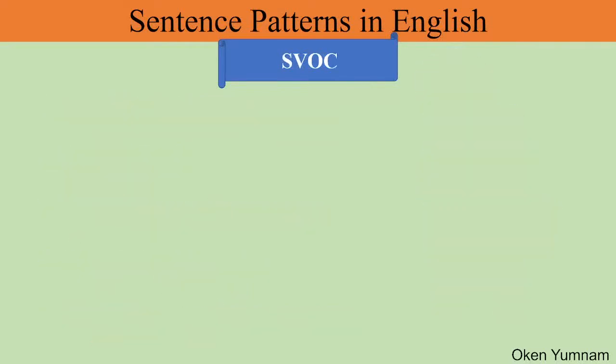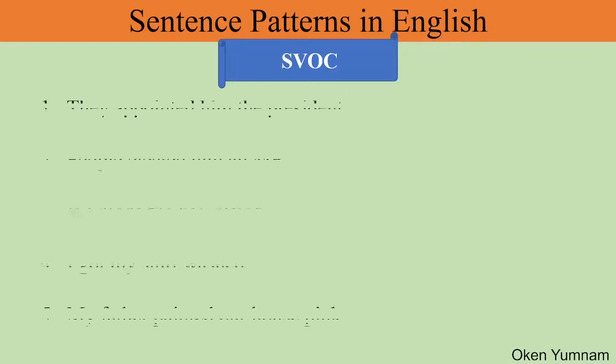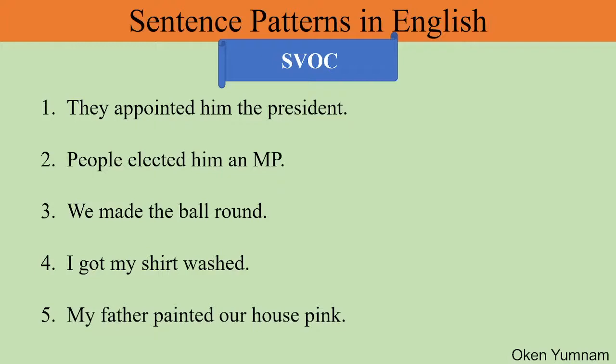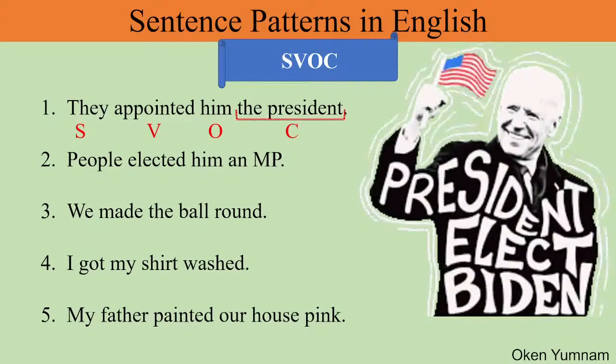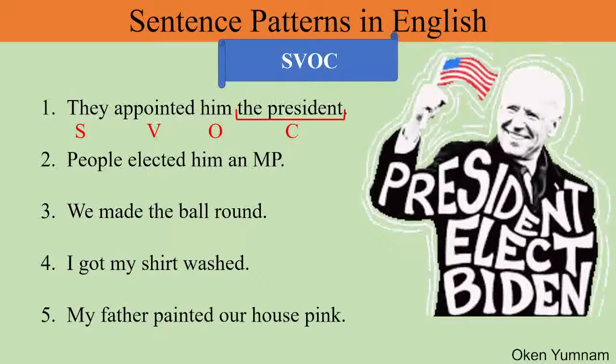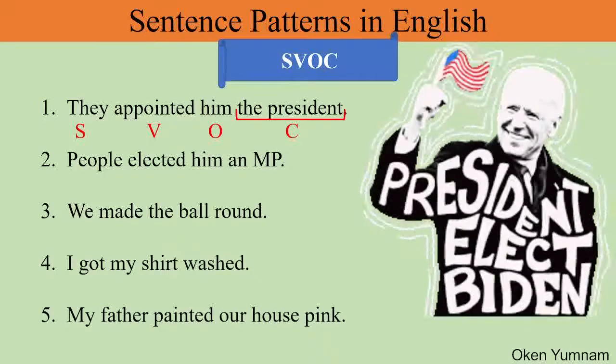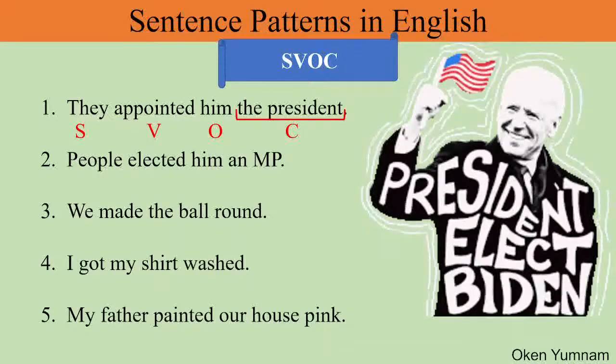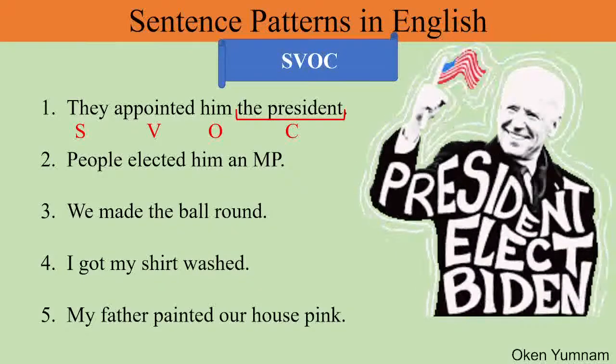Now let's look at the next pattern, that is SVOC: subject, verb, object, complement. Let's look at these 5 sentences. First, number 1. They appointed him the president. Subject, verb, object. The president is the complement because it tells more about the object. This is an object complement.